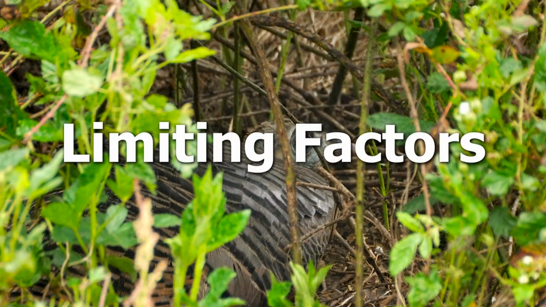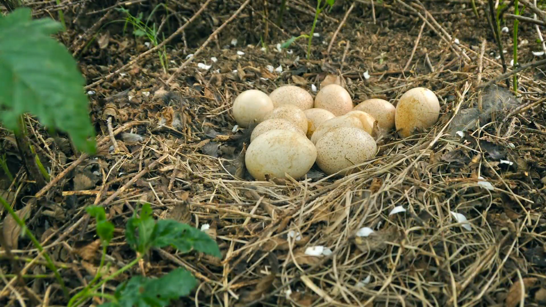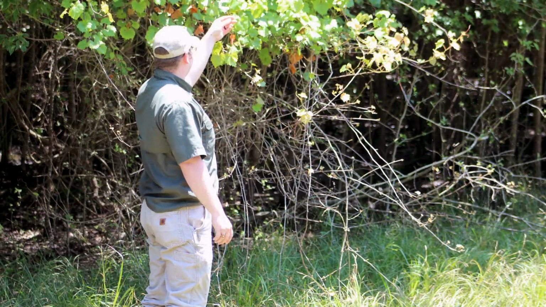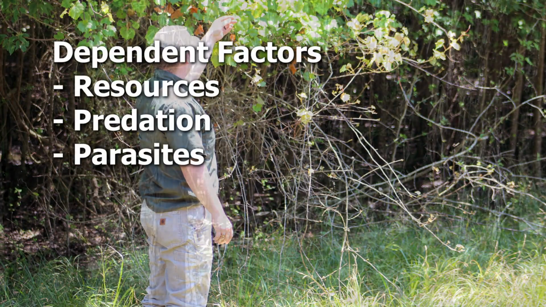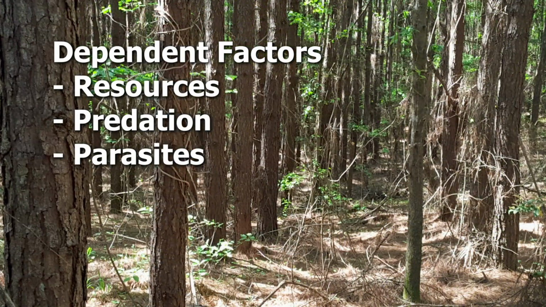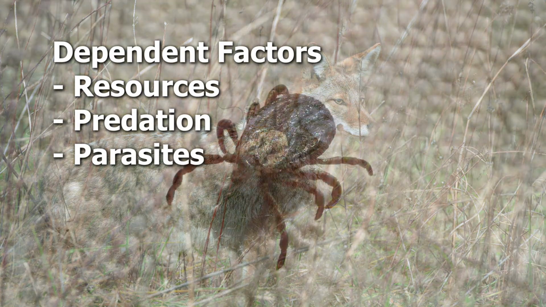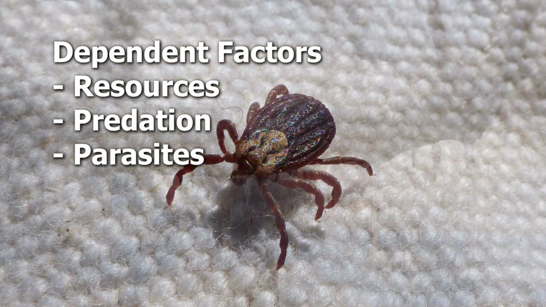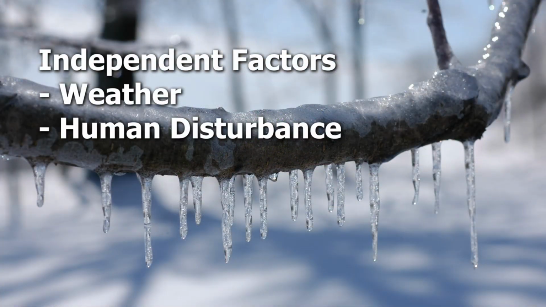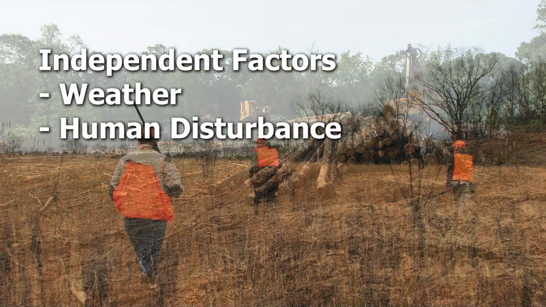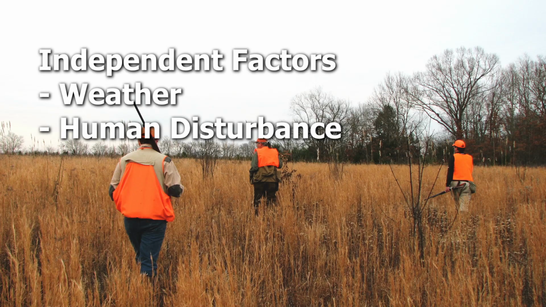Limiting factors are the parameters which can affect population growth. These factors can either be dependent or independent. Dependent factors, such as resources, predation, and parasites and disease, are dependent on population density. On the other hand, independent factors do not depend on population density. These can include weather and human disturbance.